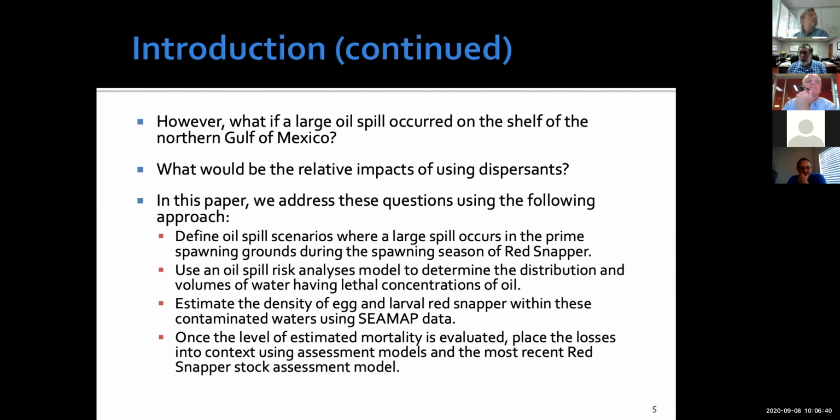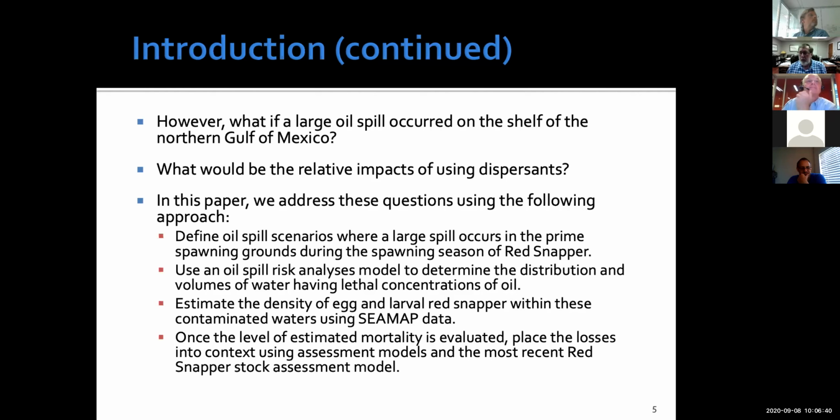The hypothetical oil spill, we decided, would involve the release of 225,000 barrels of South Louisiana crude oil over a period of 5 days, 45,000 barrels per day. The hypothetical oil spill occurred on 15 July, which is the approximate peak or median spawning time for red snapper. Placing the oil spill in an important spawning area and timing the spill to occur at the median spawning time set the stage for what we feel is a conservative assessment of the spill impacts.